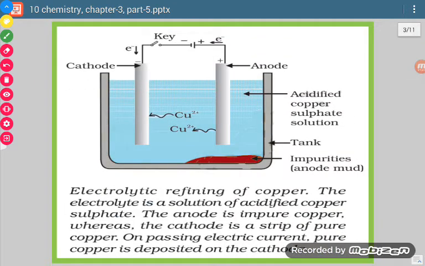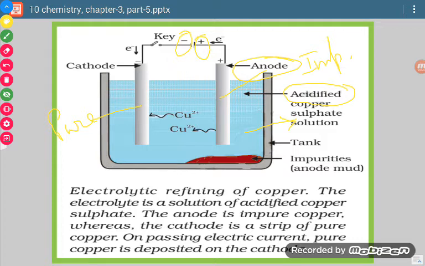Now let us understand this by diagram. See what we have done. This is the anode, and this is impure. This is the cathode, and this is pure. The anode is the rod connected to the positive terminal of the battery, and the cathode is connected to the negative terminal of the battery. Here we have taken copper sulfate solution, which is blue in color, and we have added a little amount of acid also. Then it conducts properly.